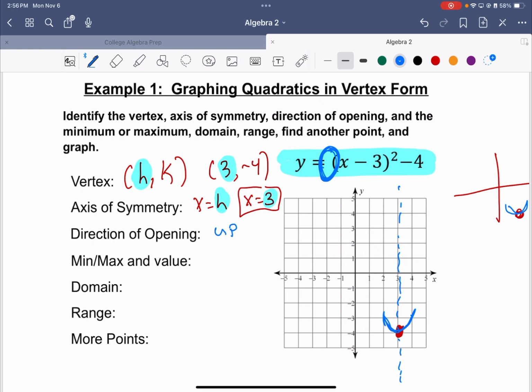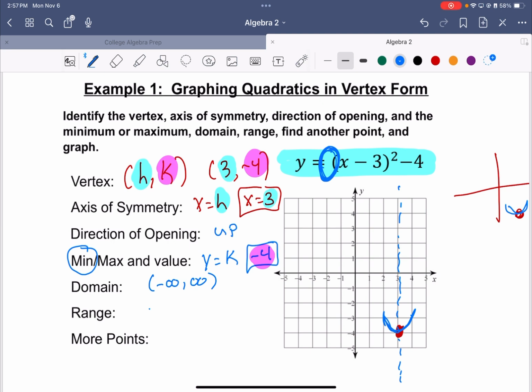Maximum or minimum? The vertex is at its lowest point, so what is it? It's minimum. So this is a minimum. Its minimum value is going to be our y value, so our k value. Our k value is -4. It goes right there. Now the domain. Domain is always -infinity to infinity for these. If you get one thing right on the test, it should be the domain of these. It's always the same.